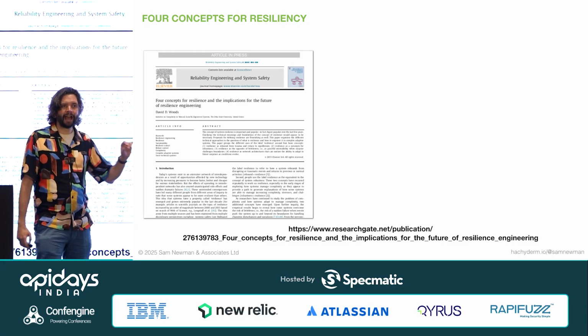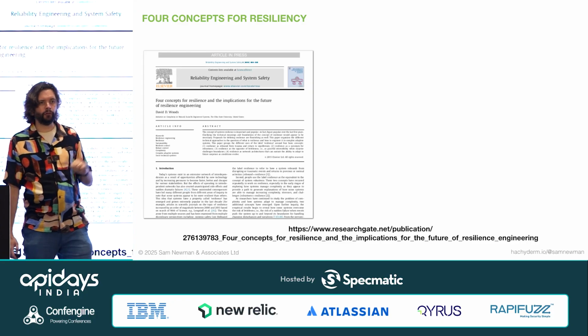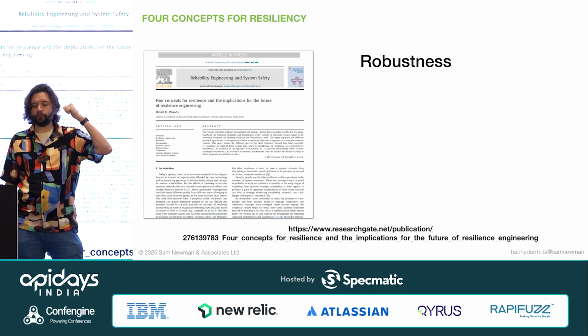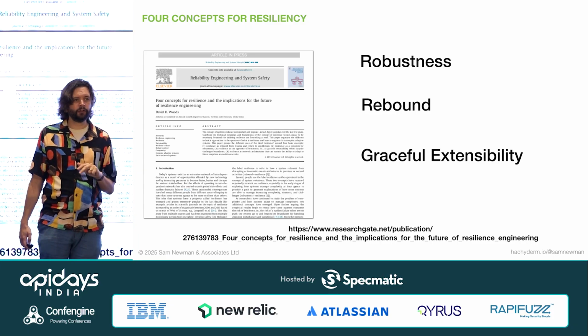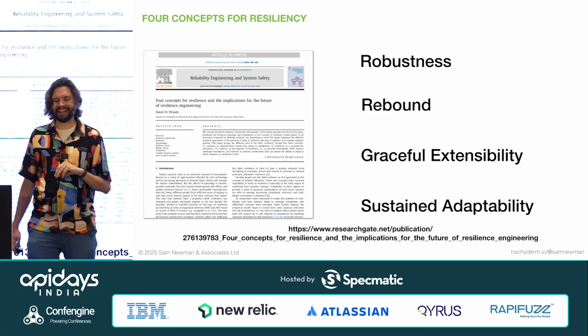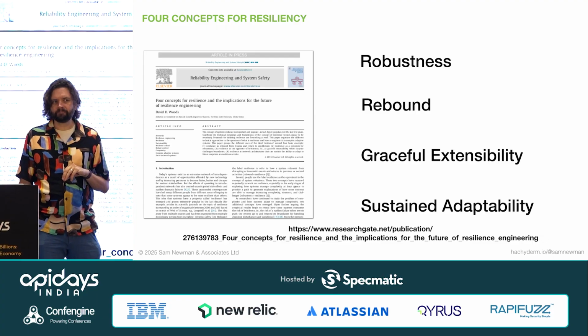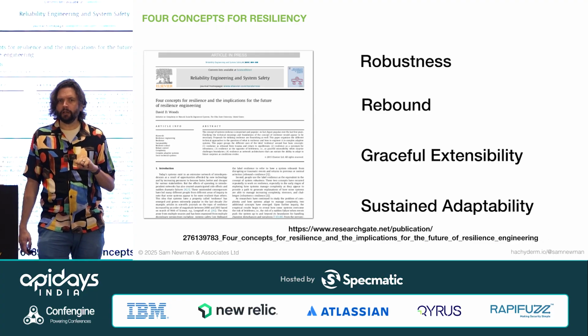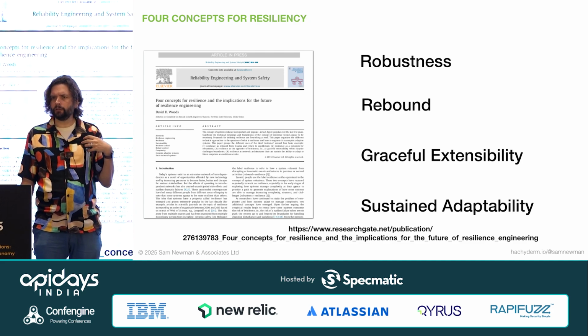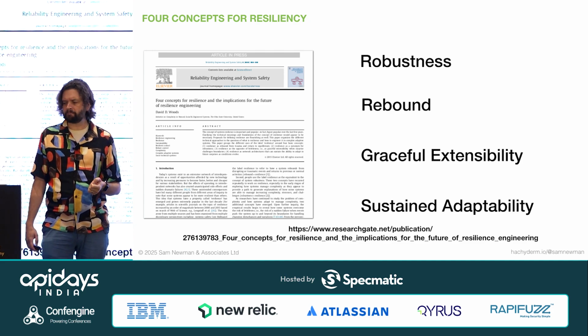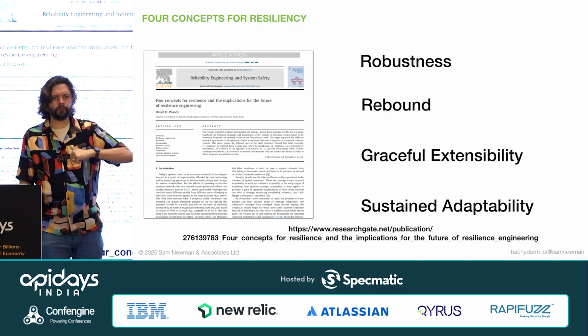In this paper, Woods outlines 4 concepts for resiliency, which we're going to look at. He talks about robustness, rebound, graceful extensibility, and sustained adaptability. We're going to look at each of these in turn and try to understand how they apply to us in our digital systems and the things that we build today. So let's start with robustness.